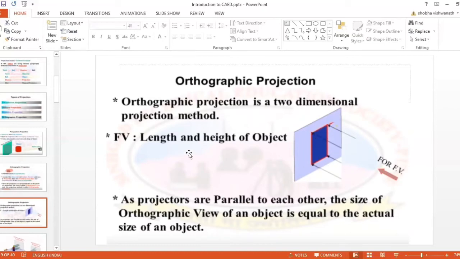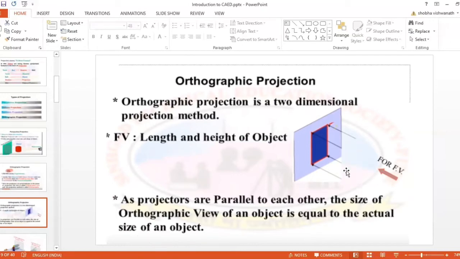Suppose you have an object of rectangle shape. You are going to observe the front view of the object and project it on the plane of projection, that is the vertical plane. That is the front view. In a two-dimensional drawing, you can see only the length and height of the object. The projectors, the light rays from the observer to the four corners, are parallel to each other, and the size of the orthographic view of an object is equal to the actual size of the object.